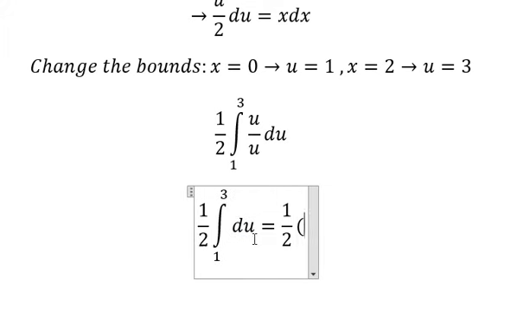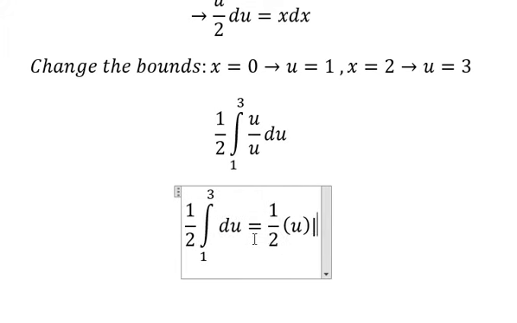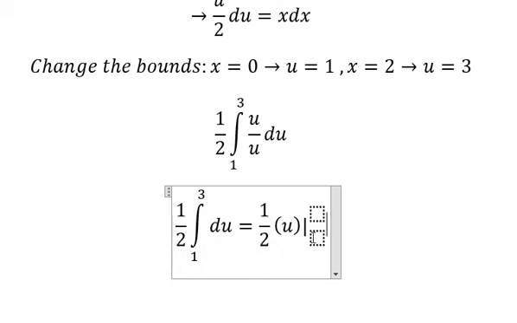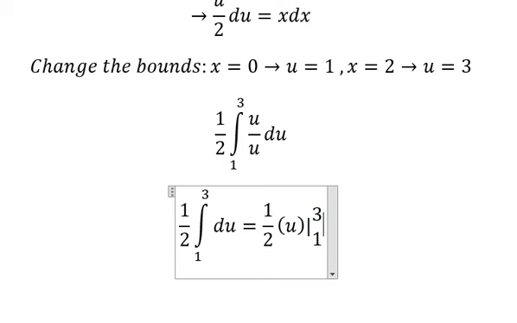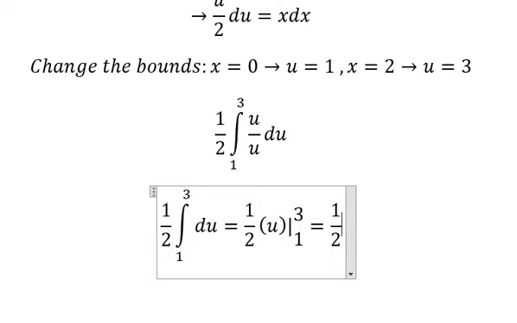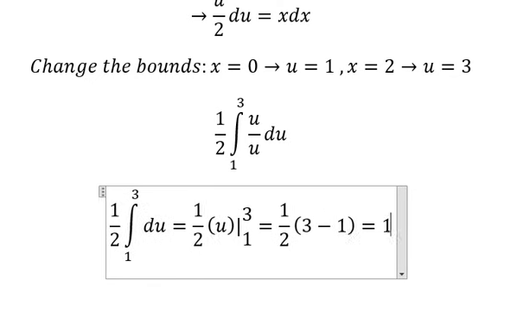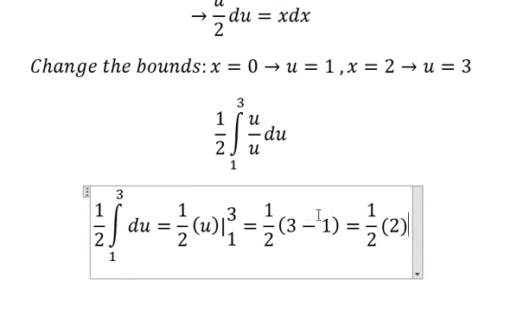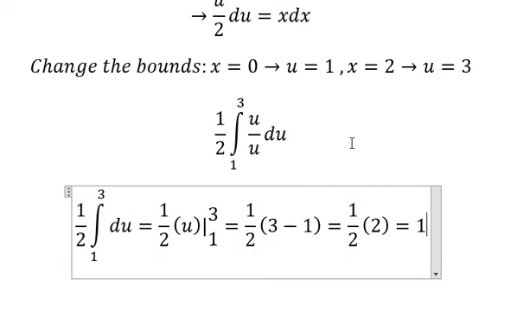And now we have the final answer. The integration of u, we have u. And now we have 3 minus number 1, and this one we have number 2. And that is about number 1.